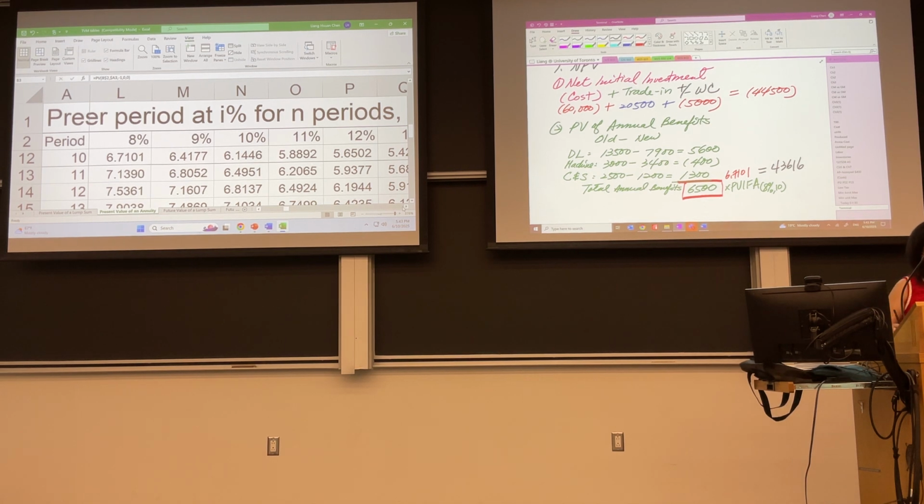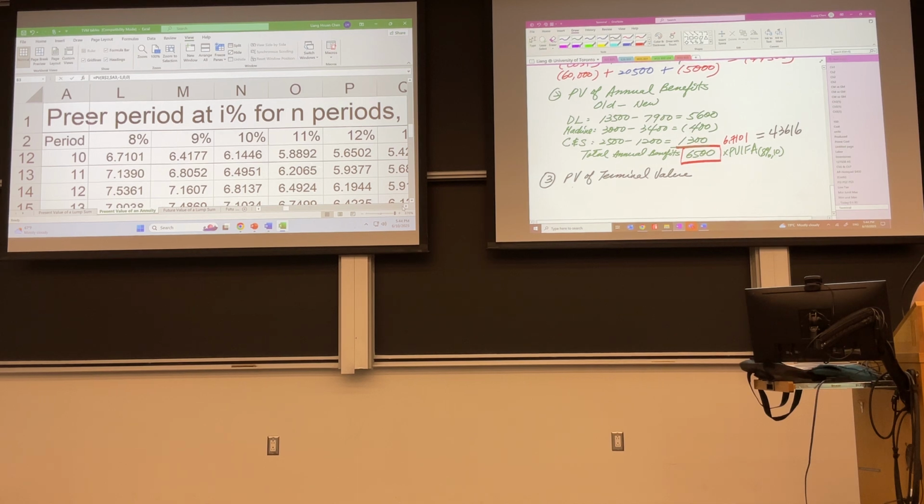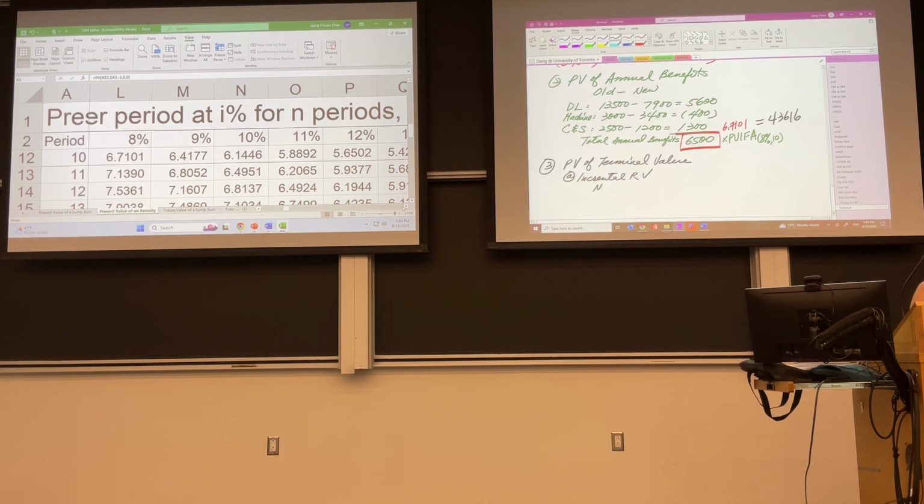We have to look at the terminal value, number 3. Number 3 can be positive, can be negative. We don't know. So present value of the terminal value. I call it terminal value. 2 numbers. A, incremental residual value. Because it's a positive, I take the new minus the old.